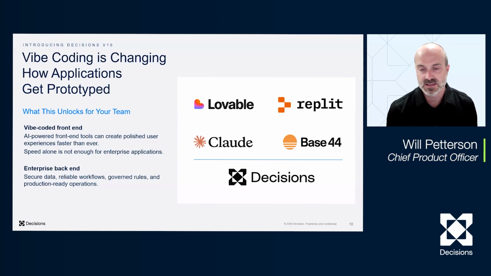what strengths Decisions provides to someone who wants the velocity of vibe coding for the front end. What we've done is provide a way for you to generate a project definition from your Decisions project that you can hand off to one of the vibe coding applications and then use to generate your front end. And now you keep this tight link between the front end and the back end.